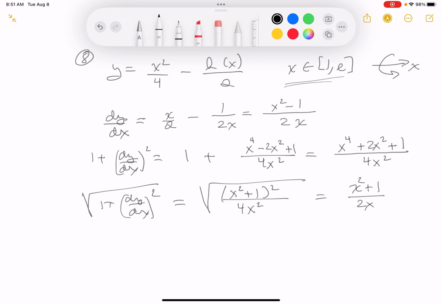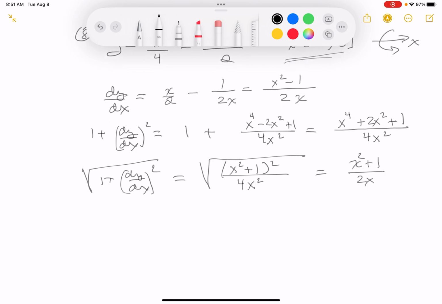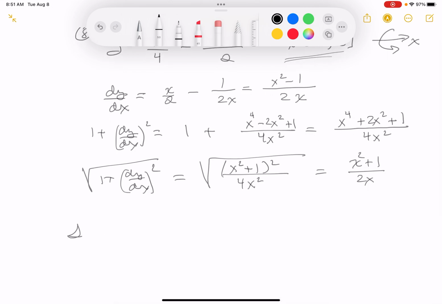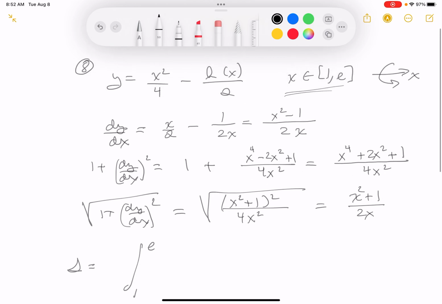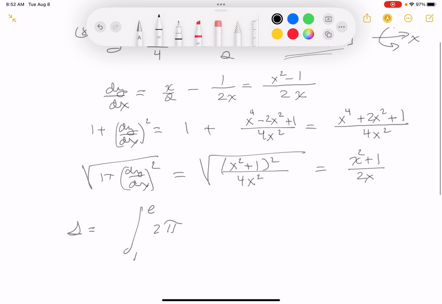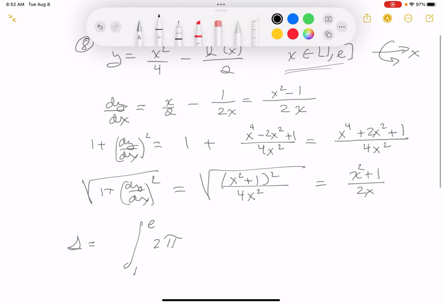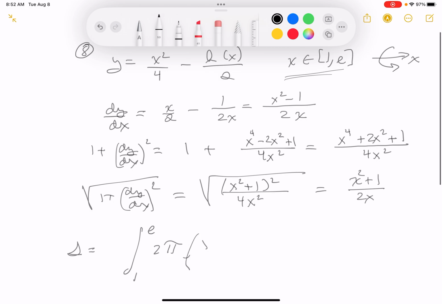All right, so I think I'm almost ready to write down the integration now. So the surface area, let's call it S, is going to go from 1 to a, 2 pi. It's being rotated about the x-axis, so the radius is y. And what's y? Let's write that down. It's x squared over 4 minus the natural log of x over 2, times, well, we just did it, x squared plus 1 over 2x dx.